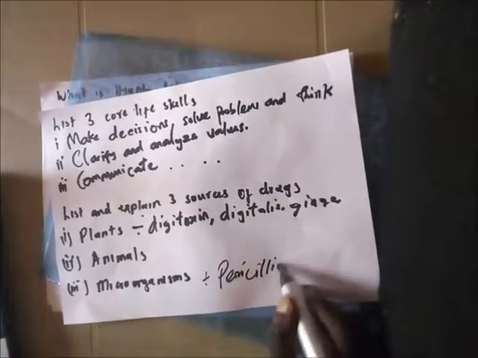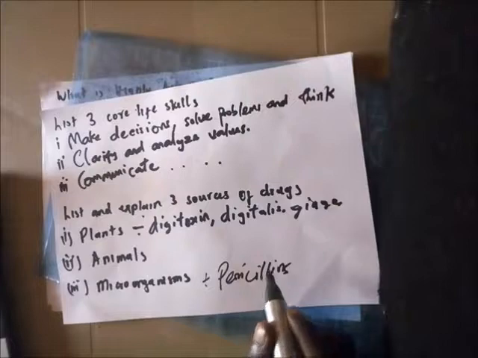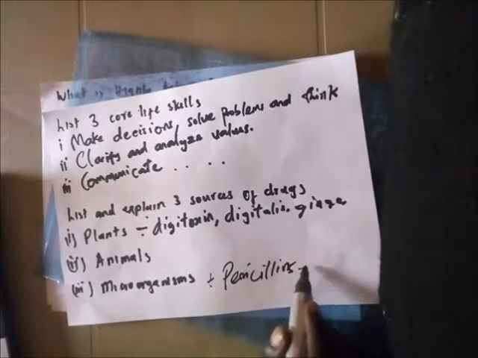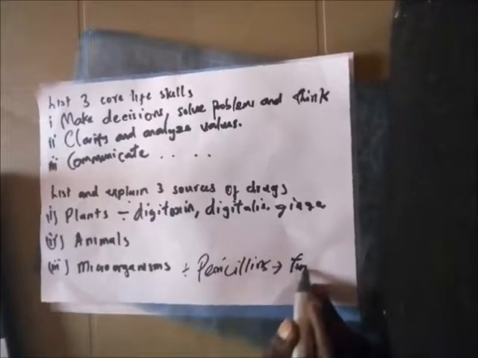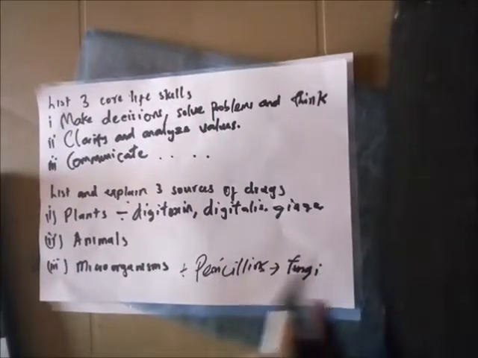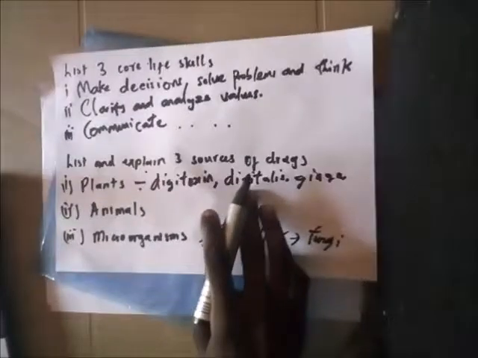The penicillins are drugs obtained from fungi. See that all these penicillins are obtained from what? From fungi. Fungi are obviously microorganisms. So we're done with this.